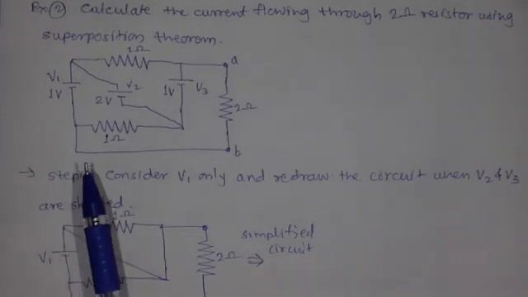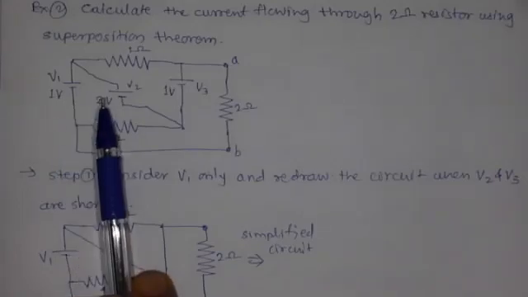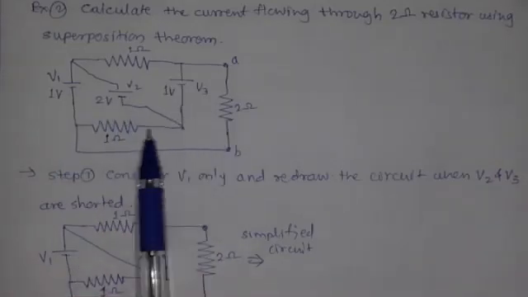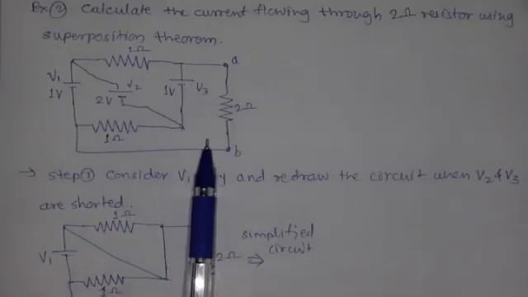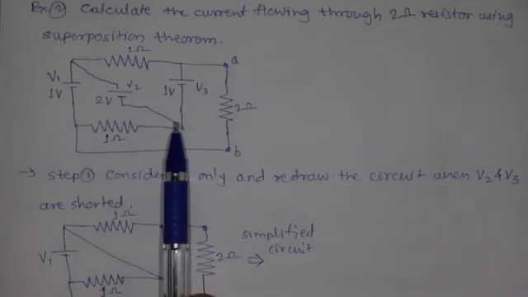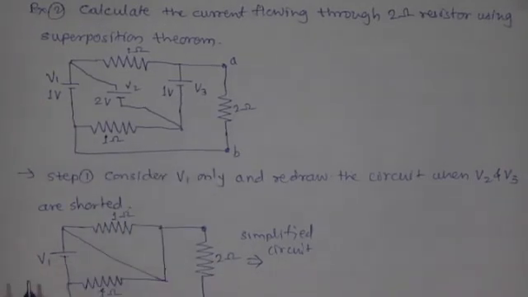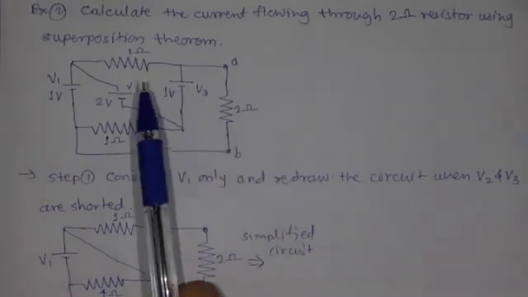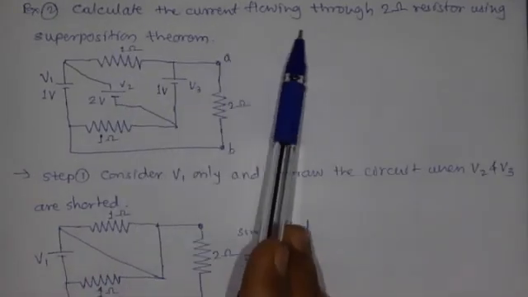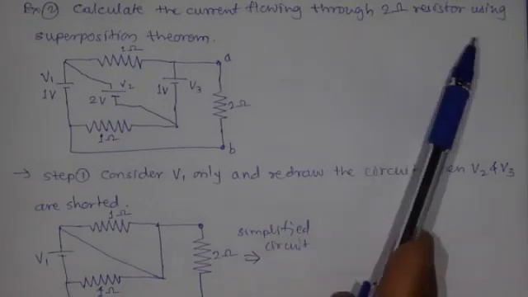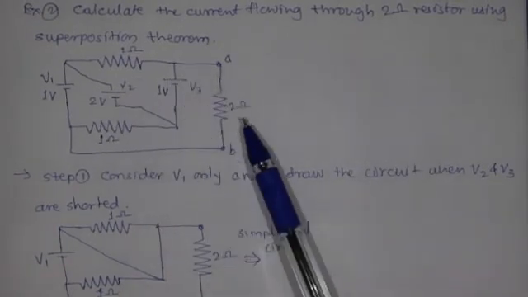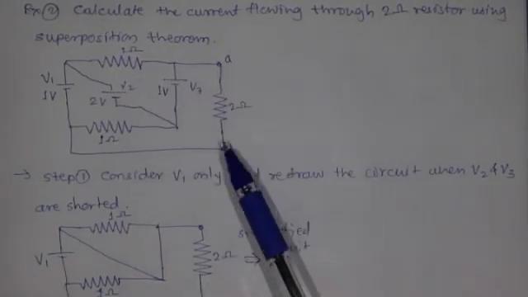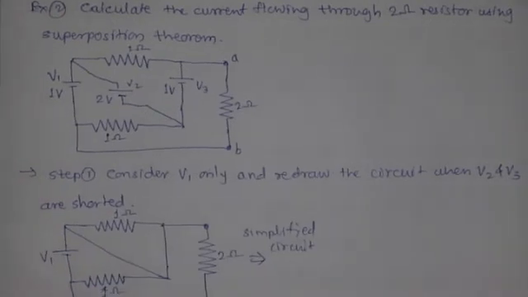Here in this case, there are three sources, V1, V2, V3, and the resistor network should be somewhat complicated. Now, calculate the current flowing through the 2 ohm resistor using the superposition theorem. Means here we have to find out the current flowing through this 2 ohm resistor.